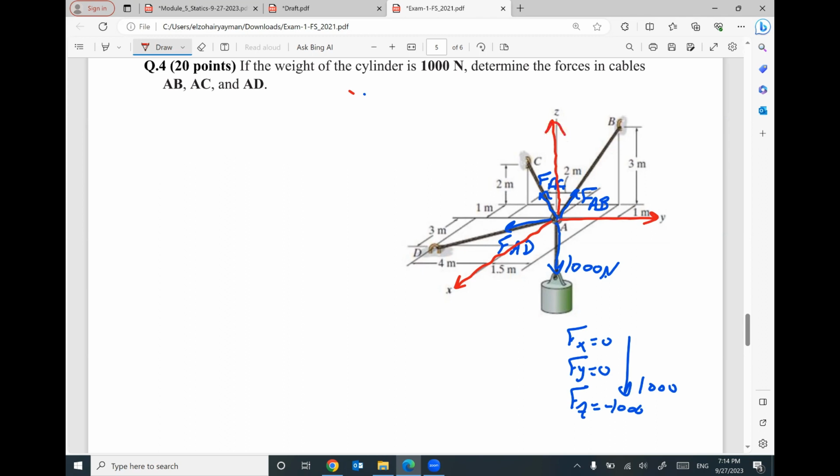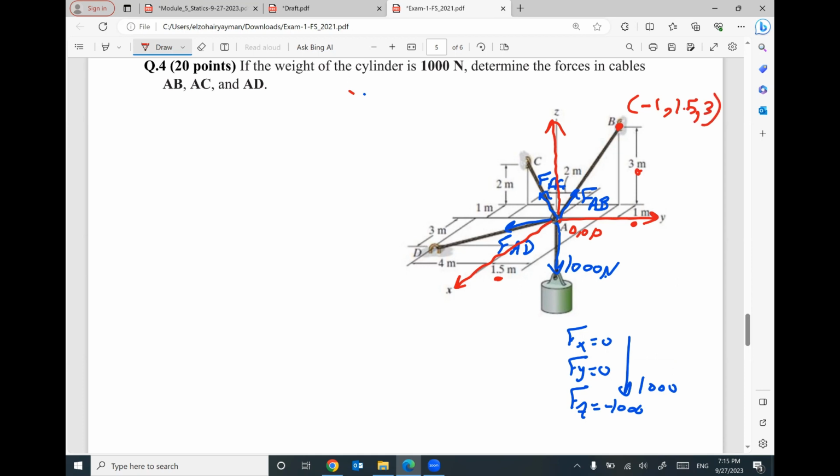So point A will be 0, 0, 0. We are good. What about point B? Point B, if you would like to move from the origin to point B, I will move in X negative 1, I will move in Y positive 1.5, and I will move in Z 3.